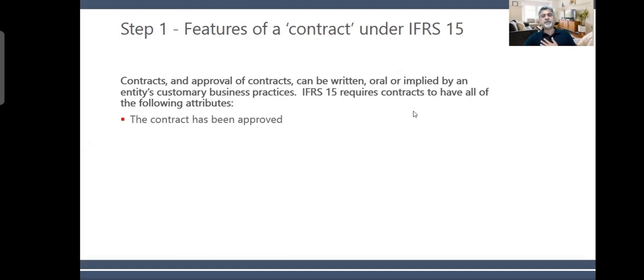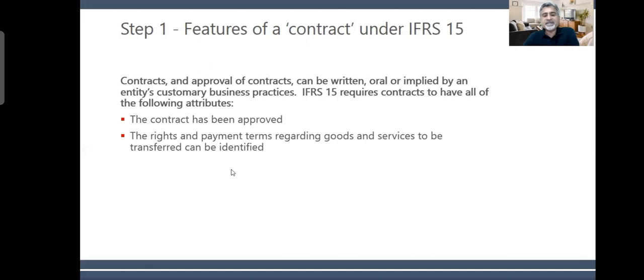IFRS 15 requires contracts to have all of the following attributes. The contract has been approved. The rights and payment terms regarding goods and services to be transferred can be identified. What are the rights and payment terms? The contract has commercial substance. It's very important. You cannot have a contract with zero value.